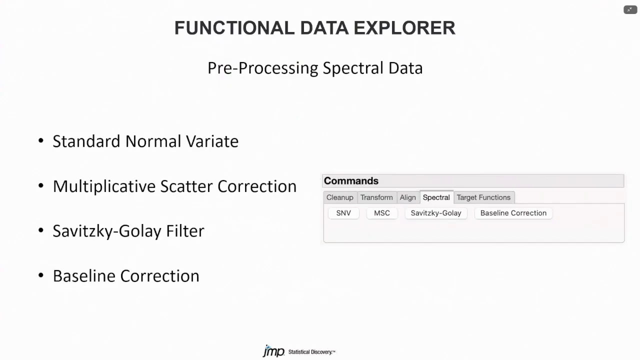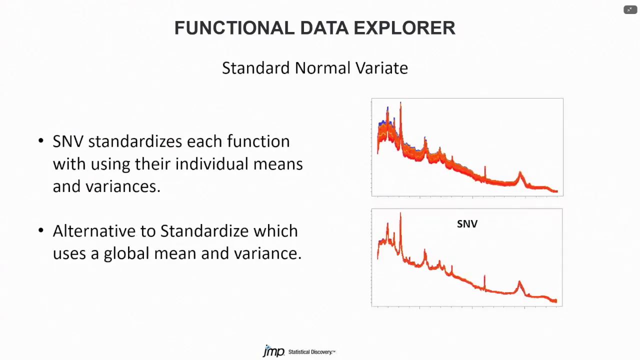So if you look in the Functional Data Explorer, there's kind of a menu of pre-processing methods that are really popular with spectral data. So there's 4 of them. There's the standard normal variate, multiplicative scatter correction, the Savitsky-Golay filter, and baseline correction. So what the standard normal variate does is within each function, we're just going to subtract the mean and divide by the standard deviation, right? So it's exactly what you would think it is.